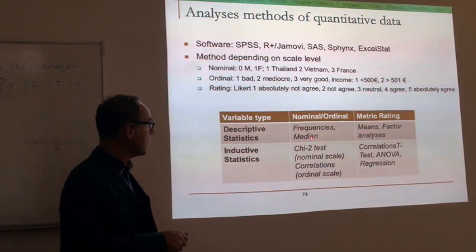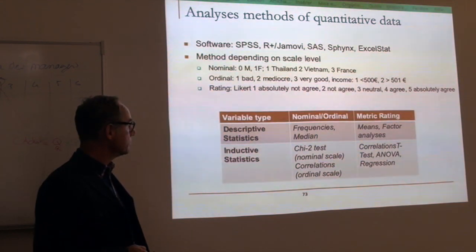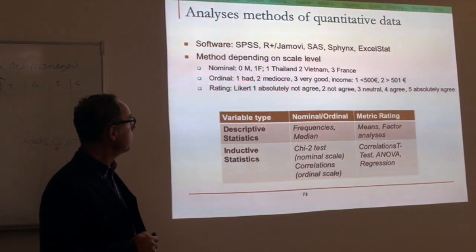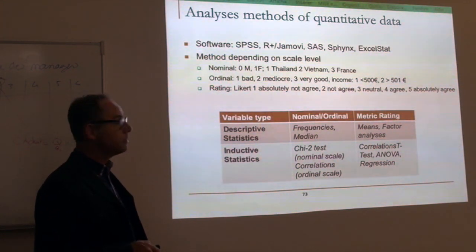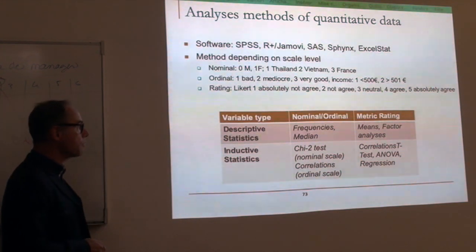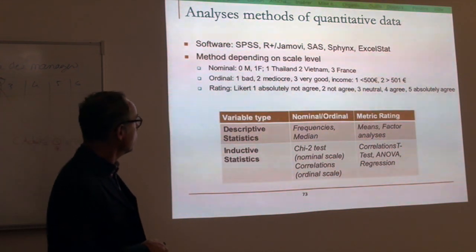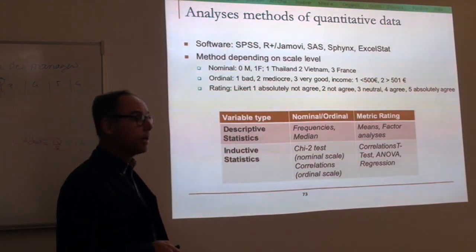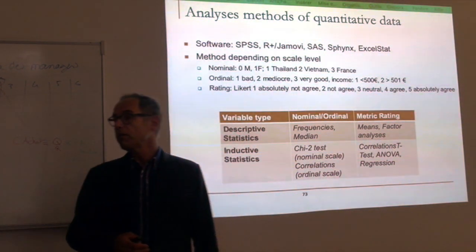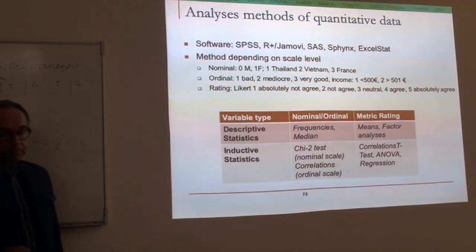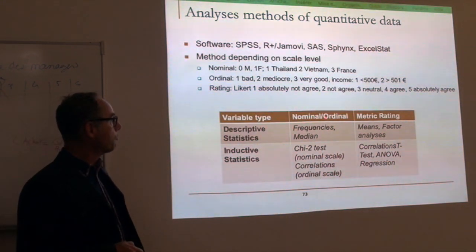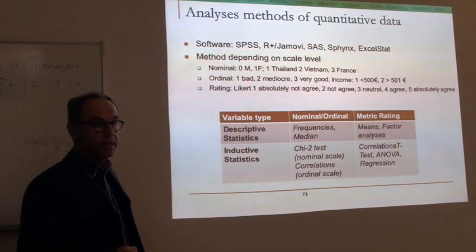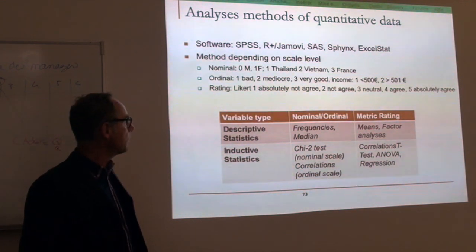And then, according to the data, use different tests. If you have only nominal variables, you can use a chi-square test, but mostly you have metric variables, rating scales, so use traditional methods such as ANOVA and regression. You can always start with descriptive statistics, because to have a feeling for the data it's always good to do descriptive statistics through frequencies, medians, means, or factor analysis.